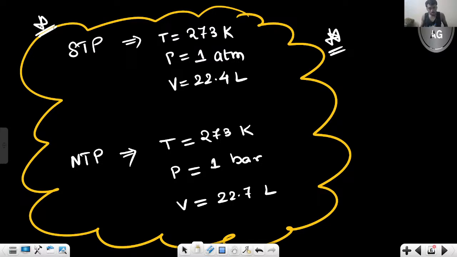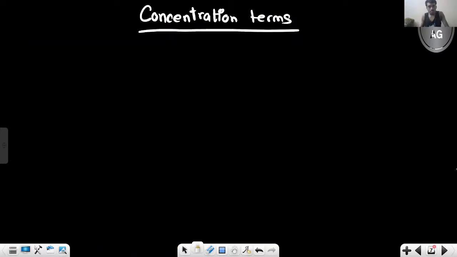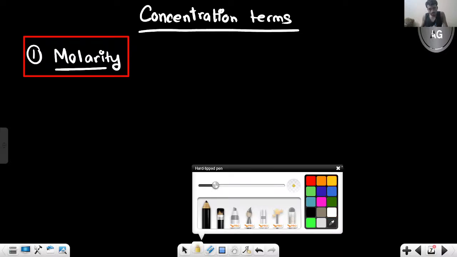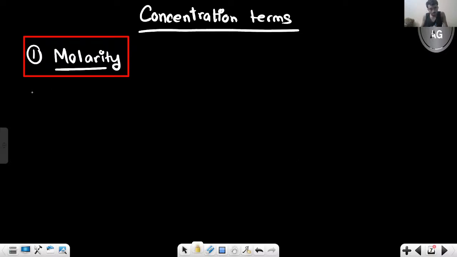Okay, next. Now we are moving on to the concentration terms. The first concentration term we are going to read is molarity. Please listen very carefully. What is the definition of molarity?